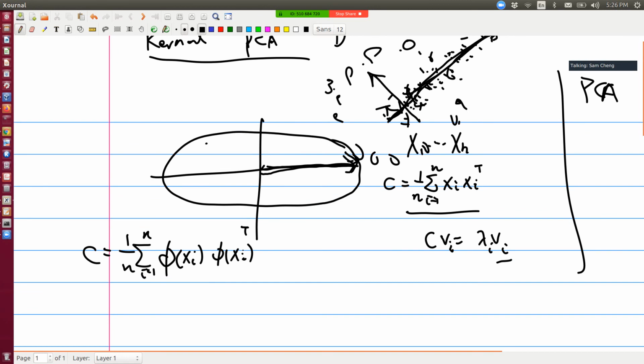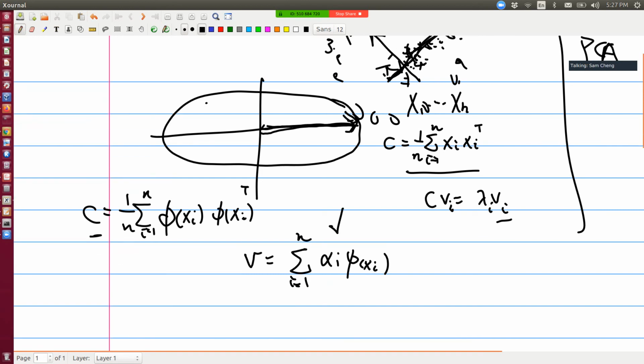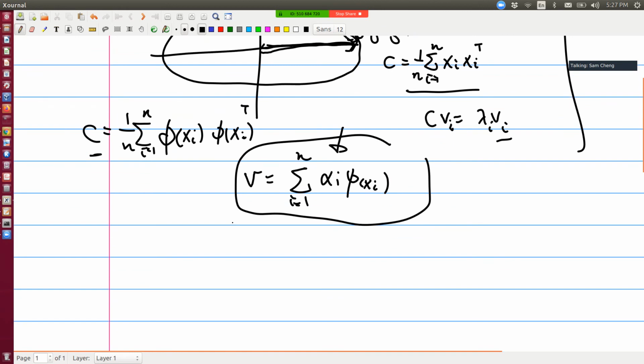Now, there are several tricks here. The main trick is that we realize that this will be an eigenvector for this covariance matrix. I can say V equals the sum of alpha_i phi(x_i). It turns out that for any choice of alpha_i here, this will be an eigenvector for this covariance matrix. It's quite easy to show. Let me quickly go through that. I'll write V here.